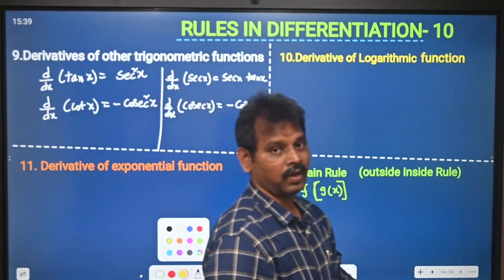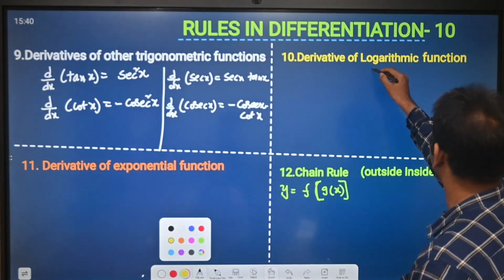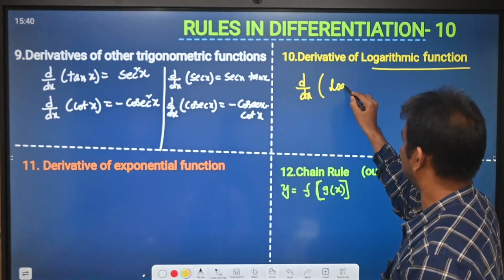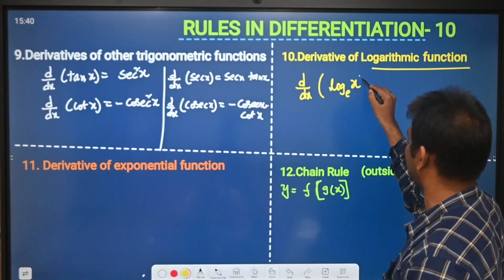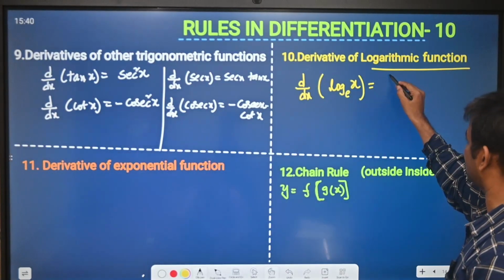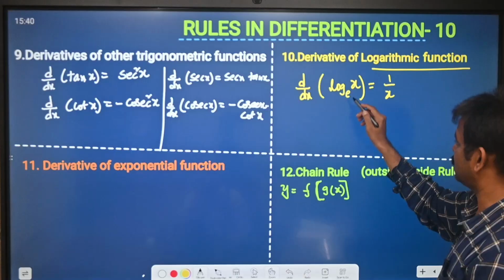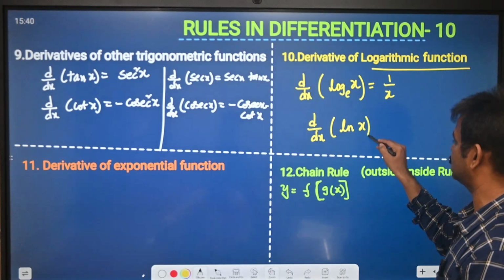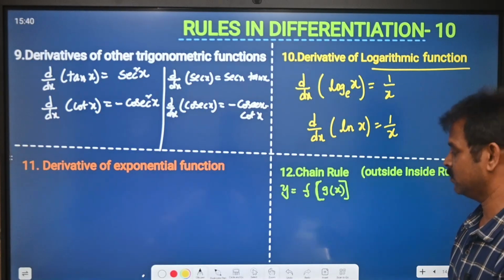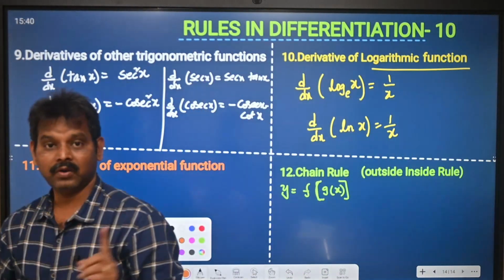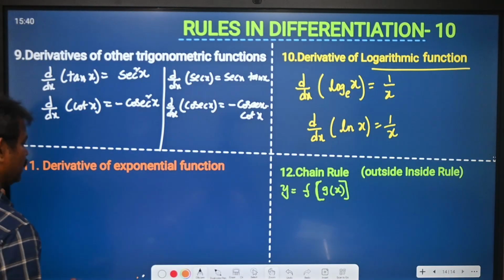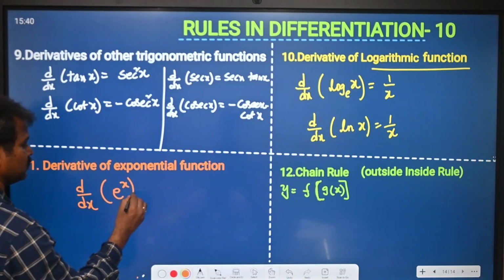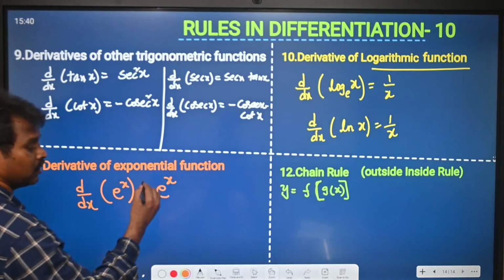Now, the next one, derivative of a logarithmic function. This is d by dx of log x to the base e. This is directly equal to 1 by x. Log x to the base e can also be written as natural log x, so d by dx of ln x is equal to 1 by x. The next one, students, derivative of exponential function. That is d by dx of e power x is equal to e power x only, there is no change.